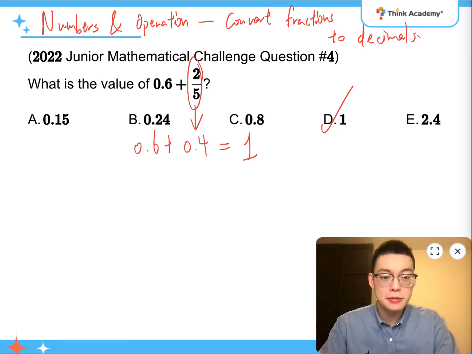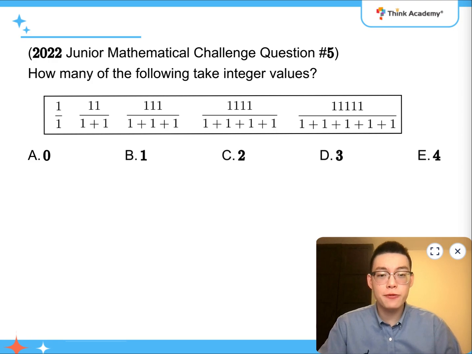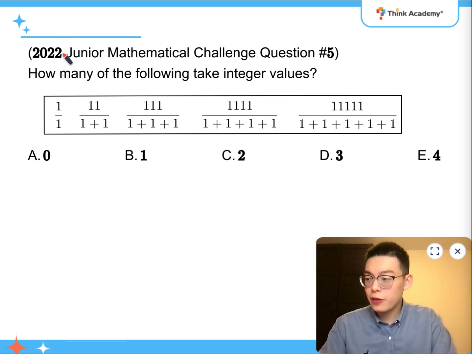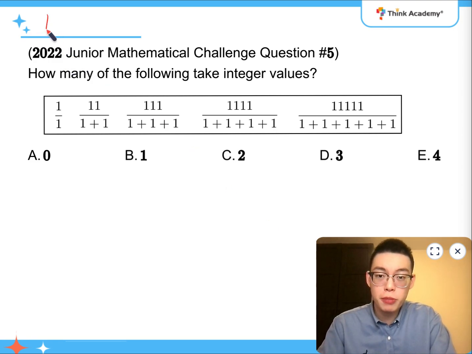That's it. As for question 5, well, even if it looks like a calculation question, but it is actually a number theory problem on divisibility.